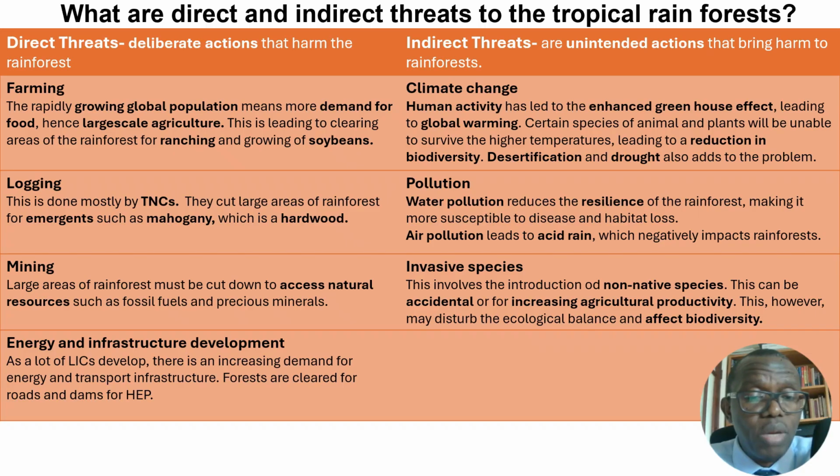Then the last thing here we'll talk about in terms of indirect threats are the invasive species. Now, this involves the introduction of non-native species, so species that have not always been in this particular area. And this sometimes can either be accidental or for increasing agricultural productivity. And when this happens, it will disturb the ecological balance that is in that particular ecosystem, which in this case is a tropical rainforest, and will obviously harm and affect the biodiversity. So we have direct and indirect threats here, and we need to know this for the examination.